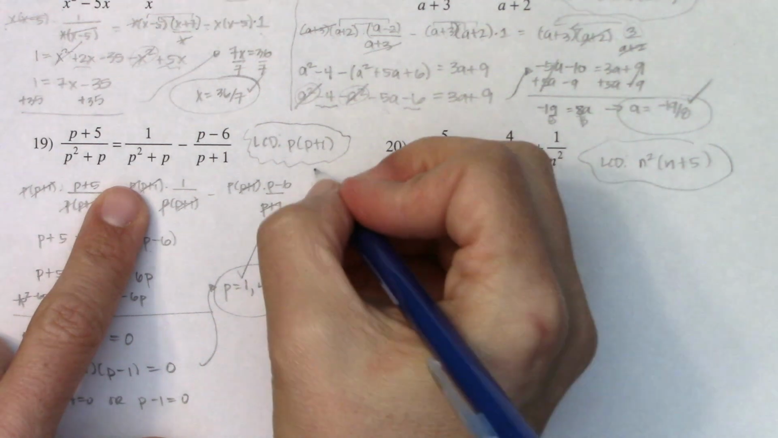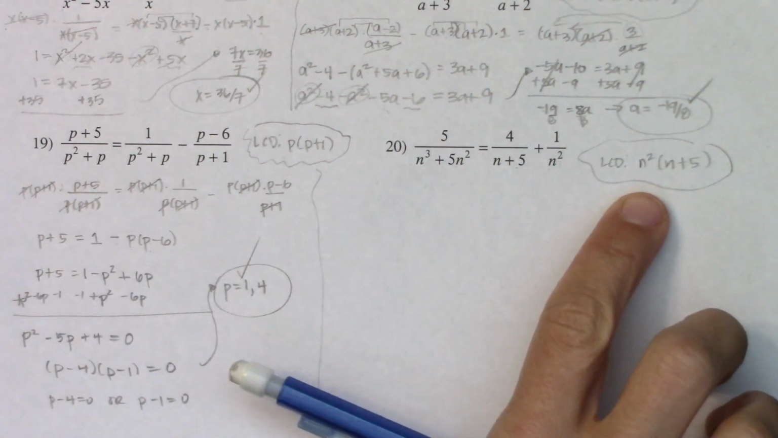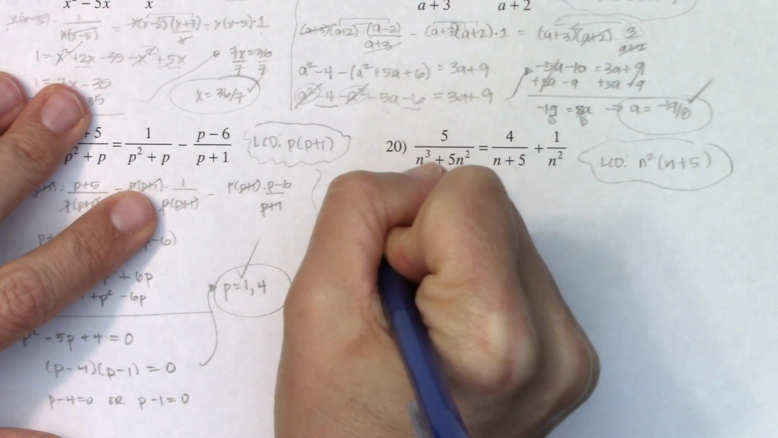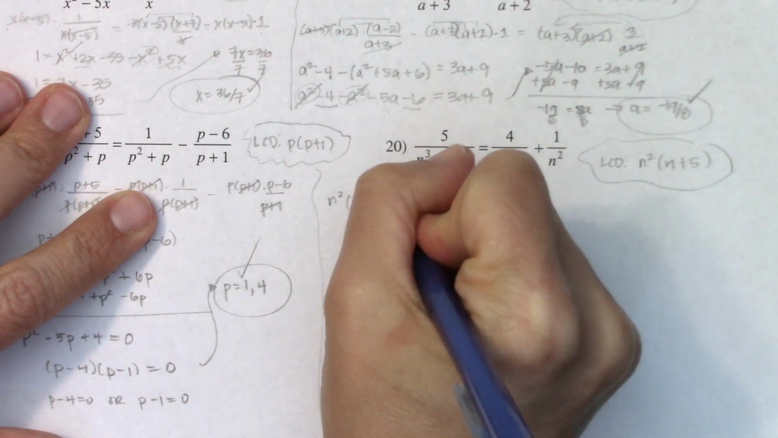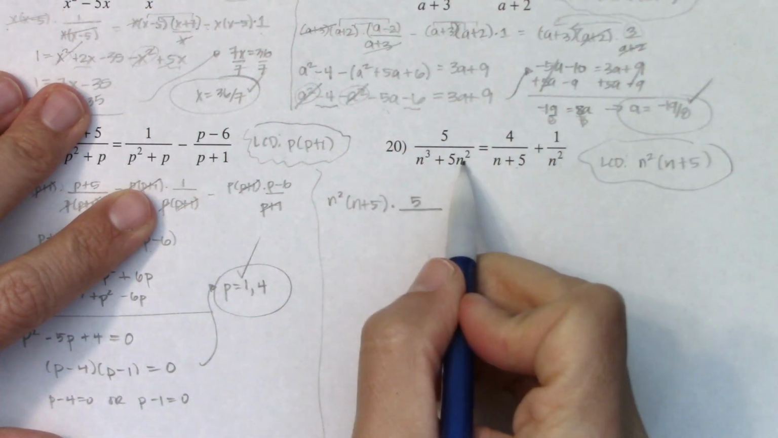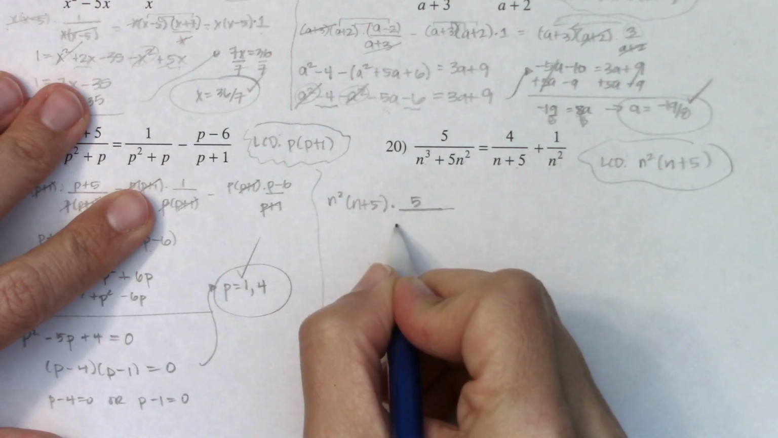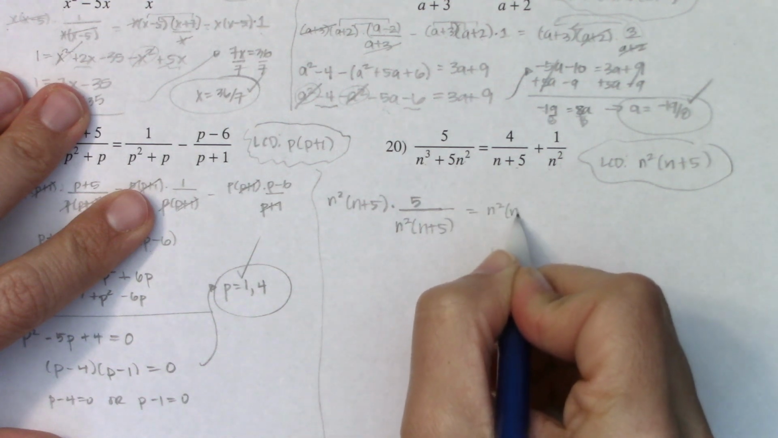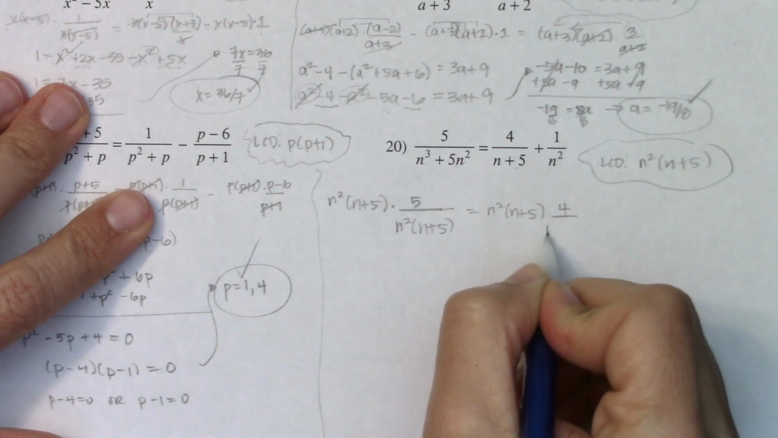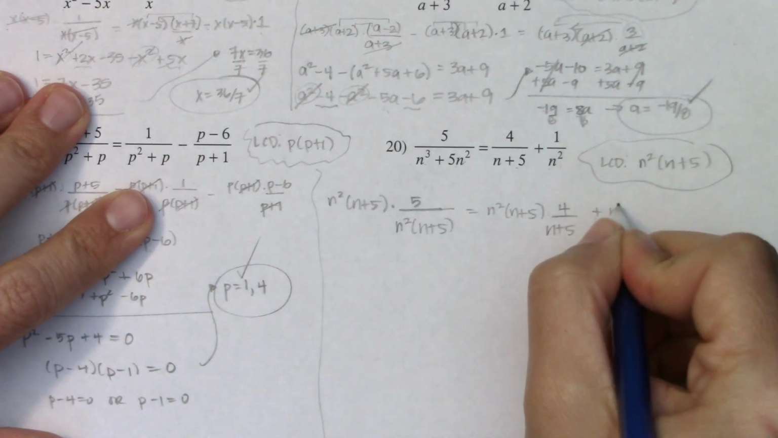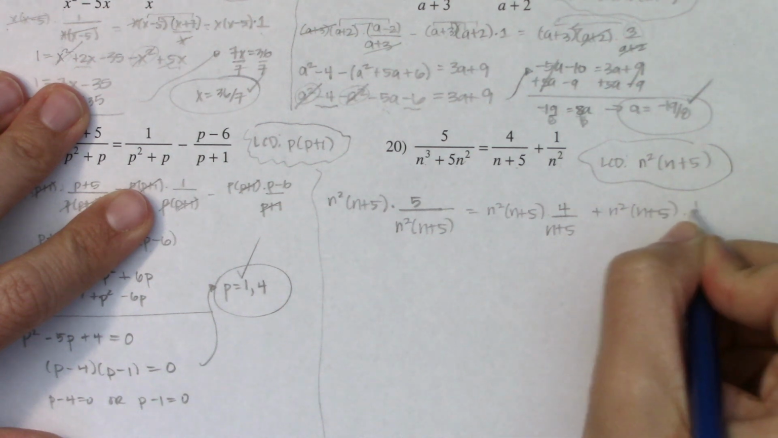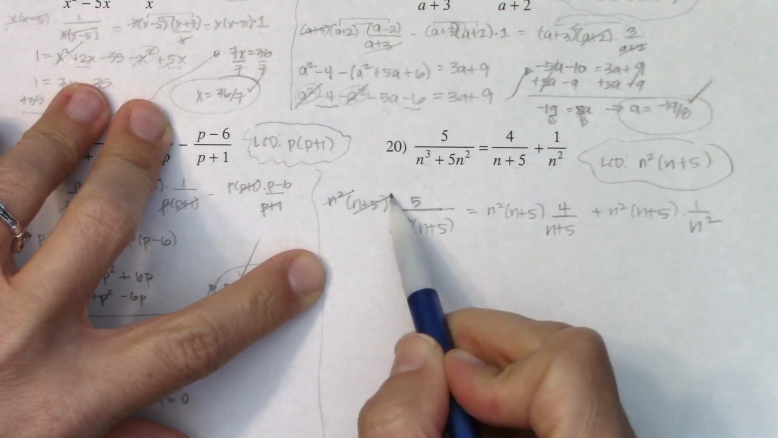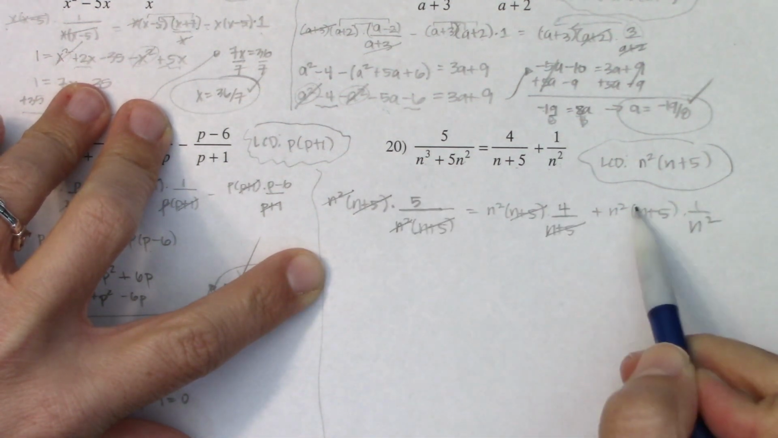But this is fine. Okay, let's do the same thing and send our LCD of n squared, n plus 5 through. I'm going to do n squared, n plus 5 times this first fraction, and instead of writing n cubed plus 5n squared, I'm going to write it in factored form, n squared, n plus 5. That's n squared, n plus 5 times 4 over n plus 5, plus n squared, n plus 5 times 1 over n squared. A bunch should cancel, that's the whole point. N squareds go, n plus 5s go. N plus 5 goes, n squared goes.